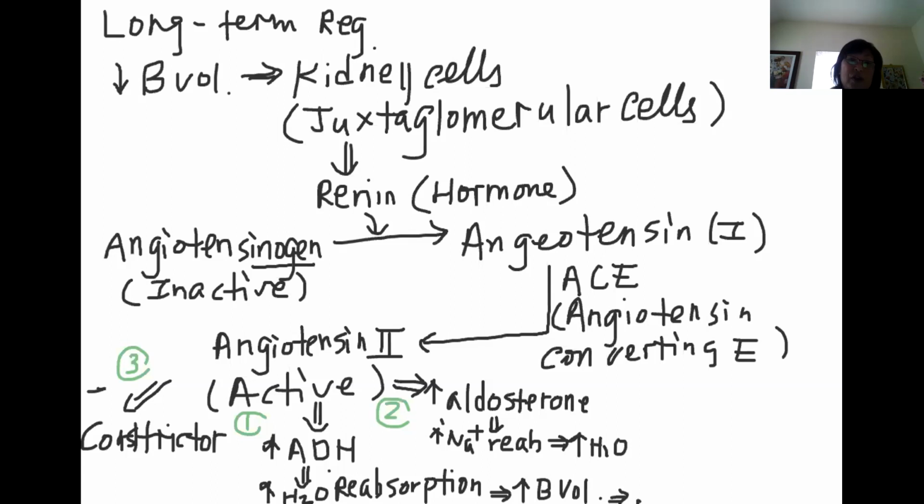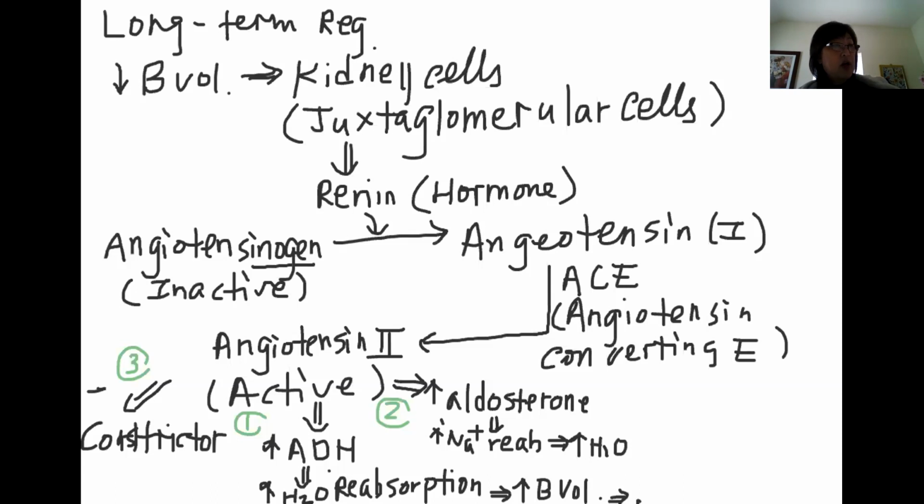We have a thirst center in the hypothalamus. If you had a salty dinner, you want to drink more water. This part of regulation is through the hypothalamus, the thirst center. If you drink more water, of course you're going to increase your blood volume, right? And regulate osmolarity and then increase blood pressure. So that's just a side part for the long-term regulation.